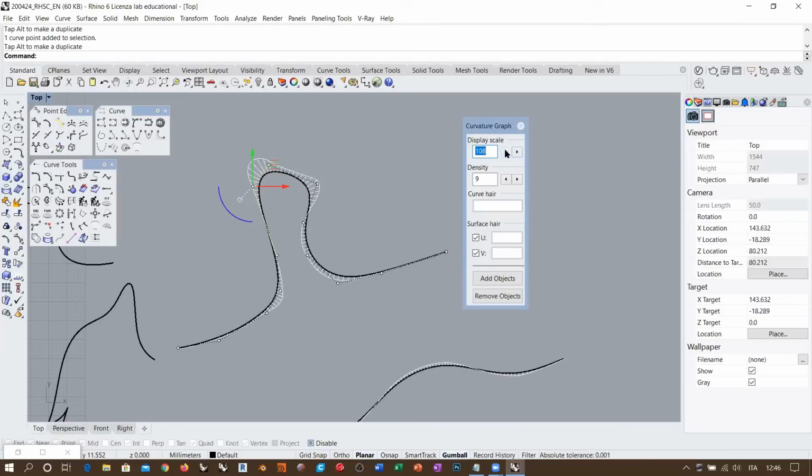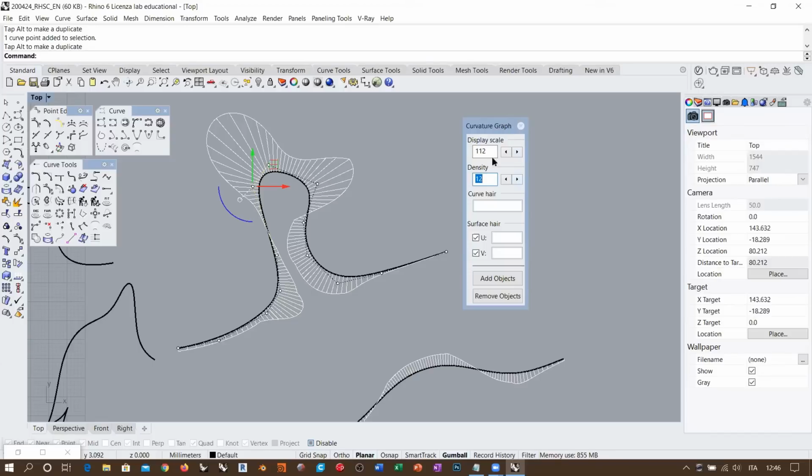So if your graph is basically sticking to the curve, even if your curve is complex like this, then you might want to increase the display scale in order to have this kind of representation, which is clearly better for understanding. Because it was 111 and I should put 220.